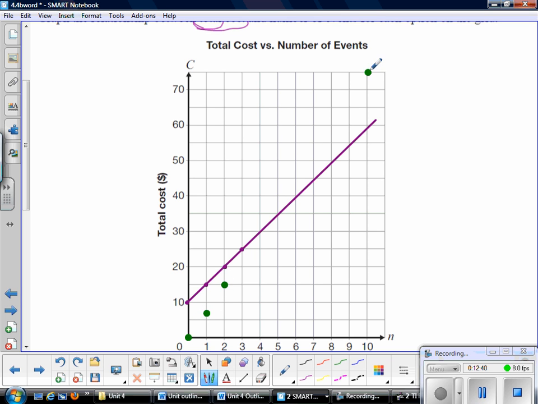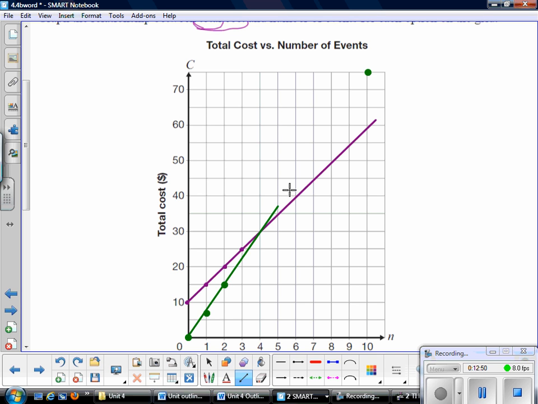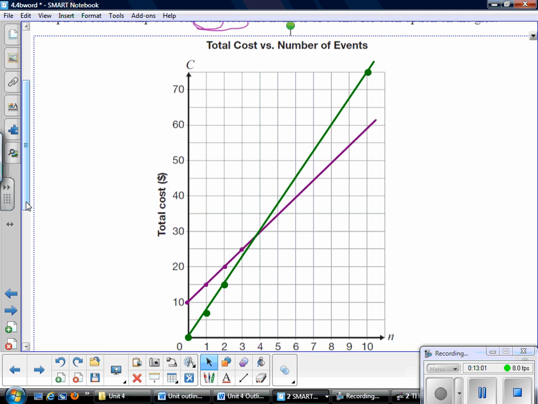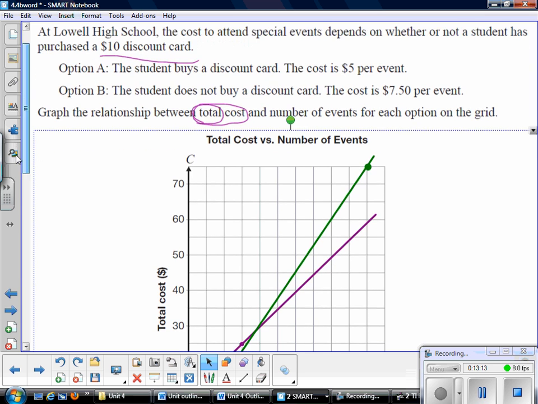Okay, so we have enough here to make us another lovely line, and we'll make this one green to match our green dots. Okay, and I'm slightly off there, something like that. Okay, so the first thing we did is we did graph it. I don't know if this reminds you of anything, but this looks like that past unit where we graphed 2 lines and the lines intersected. So we've graphed it, so we've done the first part of the question.